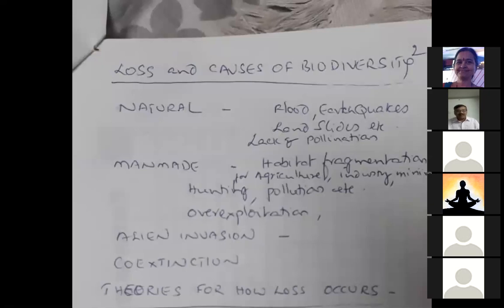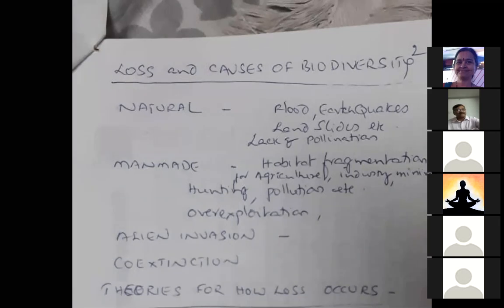In the last 500 years, 784 species of different kinds are extinct. That means they are not there. Why is this happening?